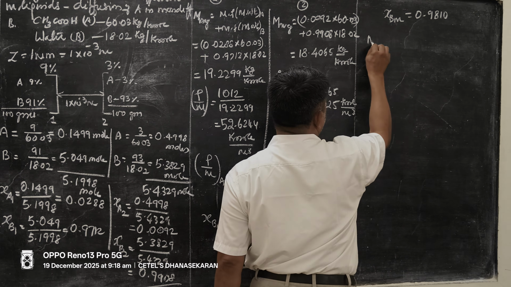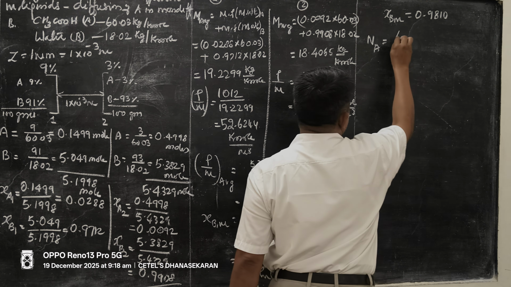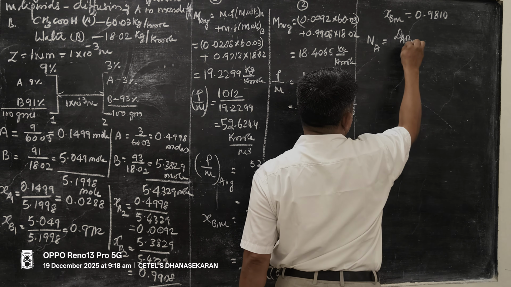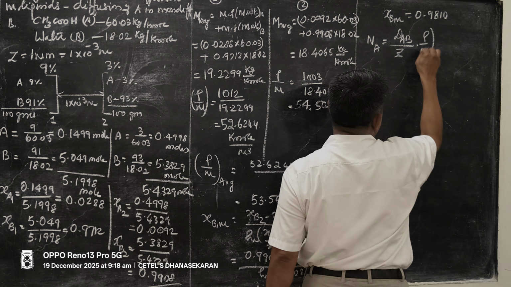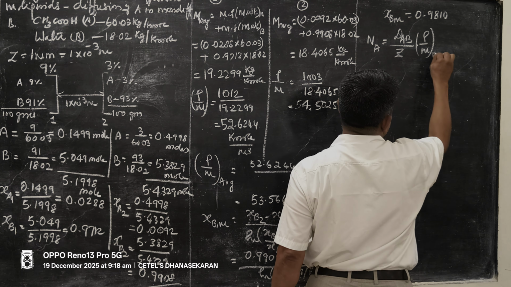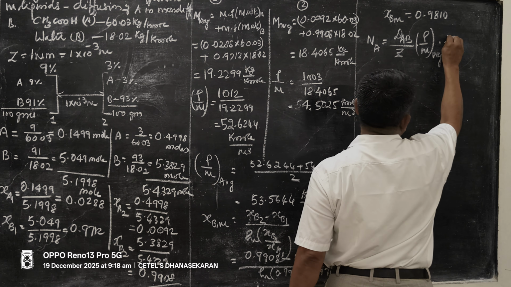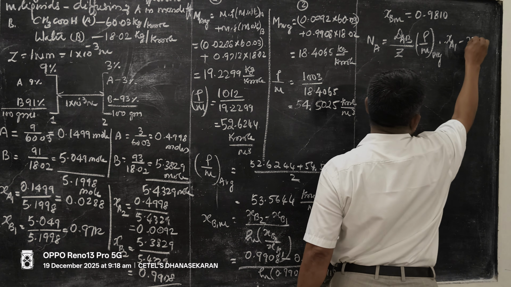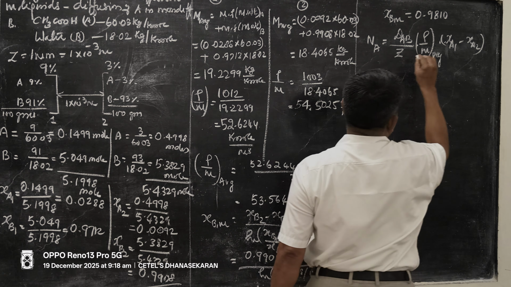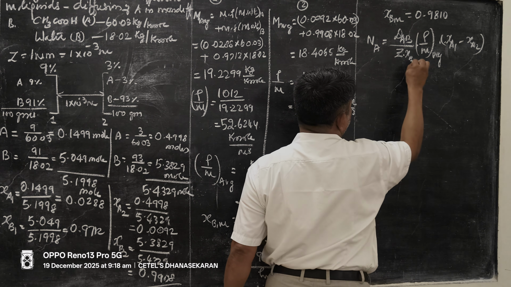The equation to estimate the rate of diffusion or flux in case of diffusion of A through non-diffusing B, that is NA, is equal to DAB divided by Z into rho by M average into XA1 minus XA2 into XB mean value.